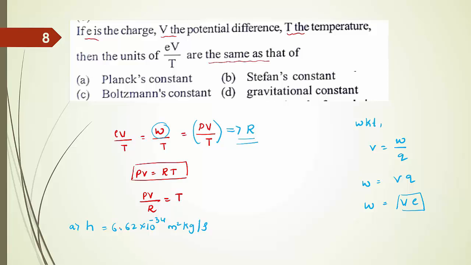The second option is given as Stefan's constant. Stefan's constant is denoted by sigma, and the total intensity radiated over all wavelengths increases as temperature increases. So option B, Stefan's constant, E is directly proportional to T raised to 4, or we can write E equals sigma into T raised to 4. This is about Stefan's constant. Then come to the third option.